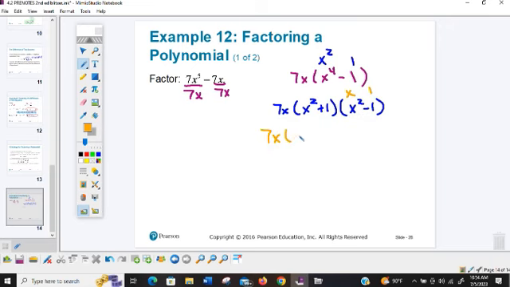Bring down your 7x, your x squared plus 1. Now this will factor into x plus 1 times x minus 1. And when I look at all of this, nothing else will factor again. So I know that I'm done. You finally got it completely factored.